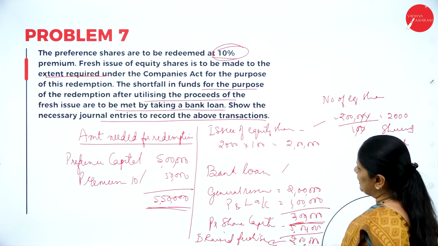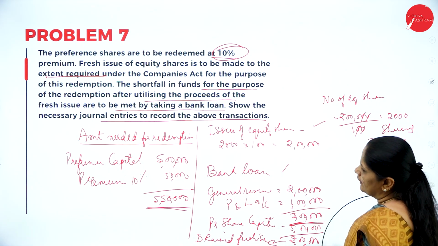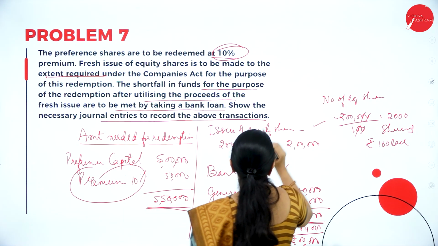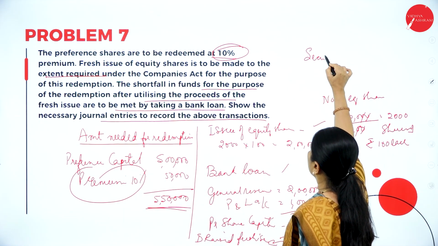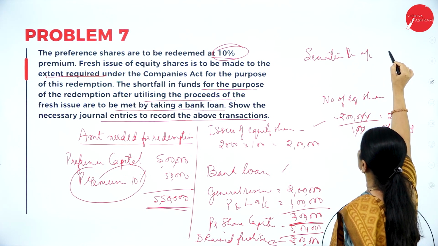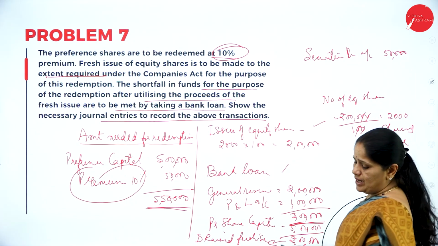Then we have to take a bank loan for the redemption. Then we have the adjustment for this. Then for the premium amount, we have to adjust. For the premium amount, we have the balance in the securities premium account. So we can take 50,000 from the securities premium account.